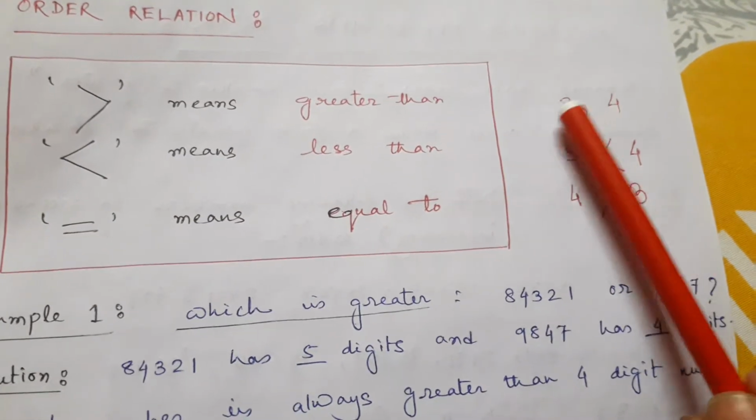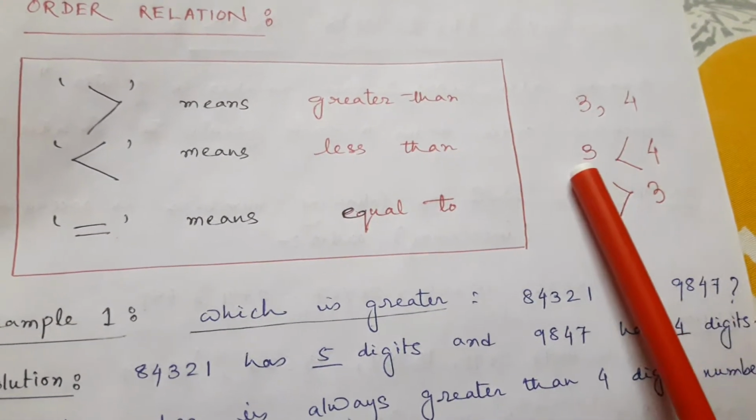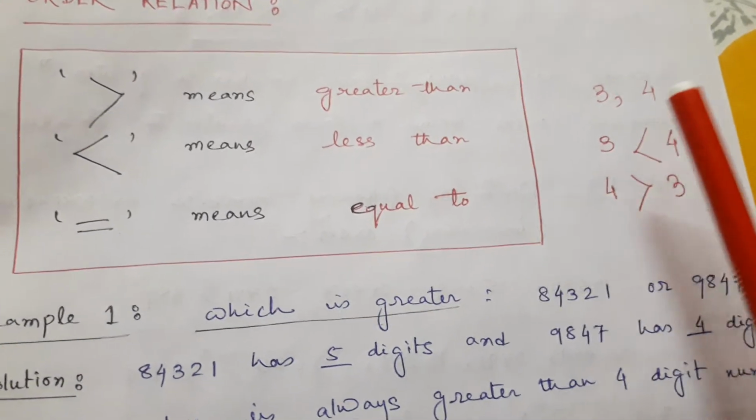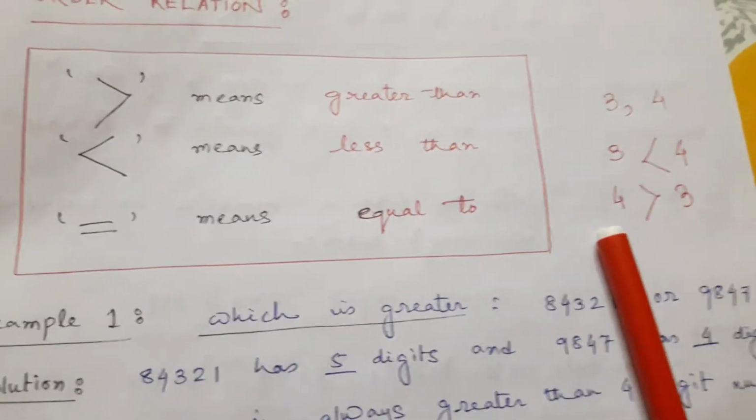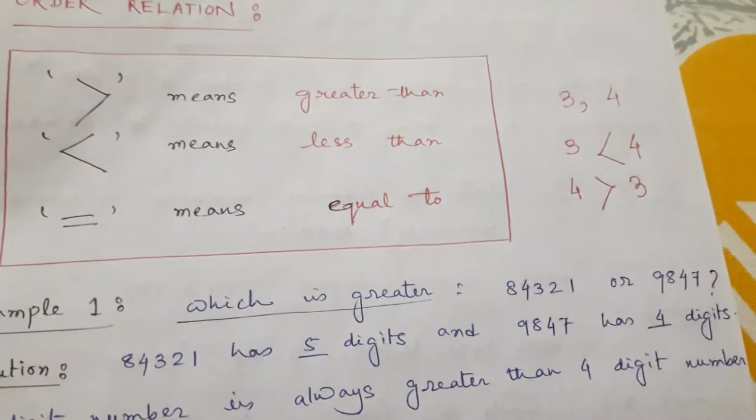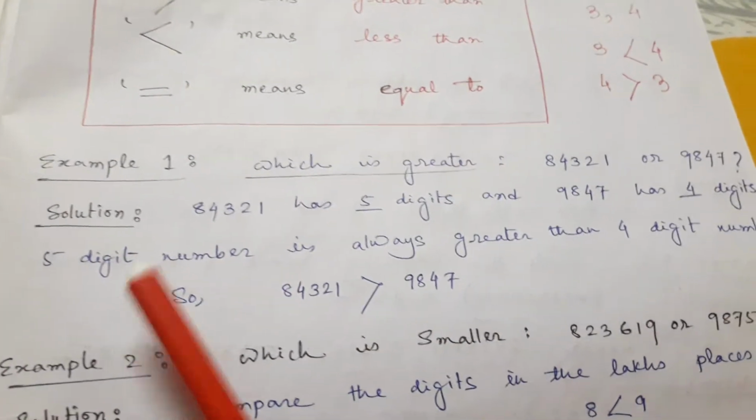Like we know 3 is less than 4, so we can write 3 less than 4, or we know 4 is greater than 3, so we can also write 4 greater than 3. So let me explain with some examples.